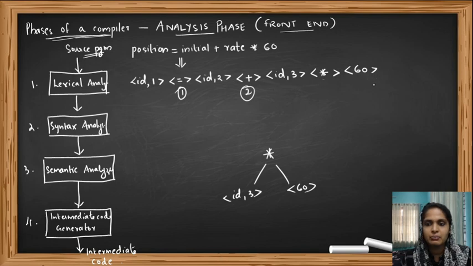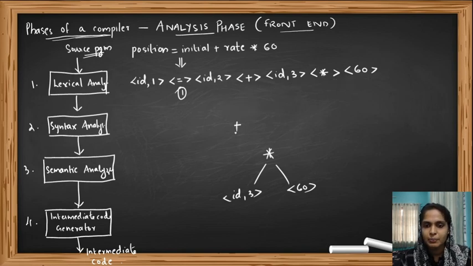Now we have completed evaluation of this much part, and now it's clear that the second operator that we have to perform is addition. Addition is done over two arguments. First one is id comma 2 and the second argument is the result of the previous operation, right?